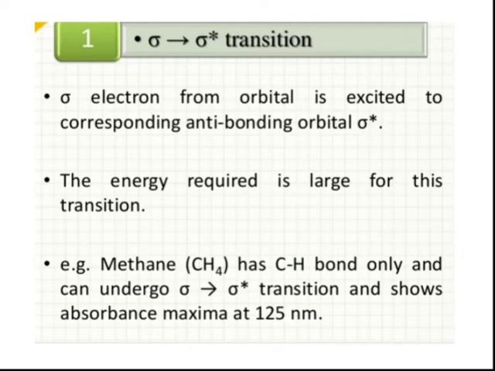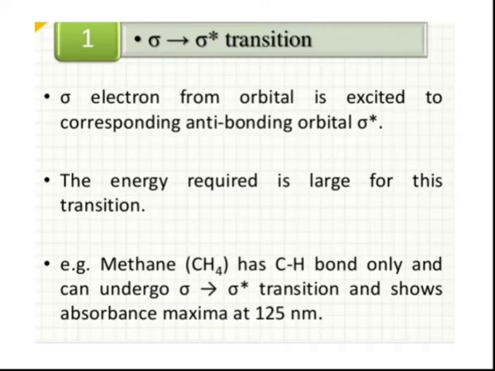These transitions specifically occur in various compounds. First one is the sigma to sigma star transition. A sigma electron from the orbital is excited to the corresponding anti-bonding orbital, sigma star. The energy required is large for this transition.